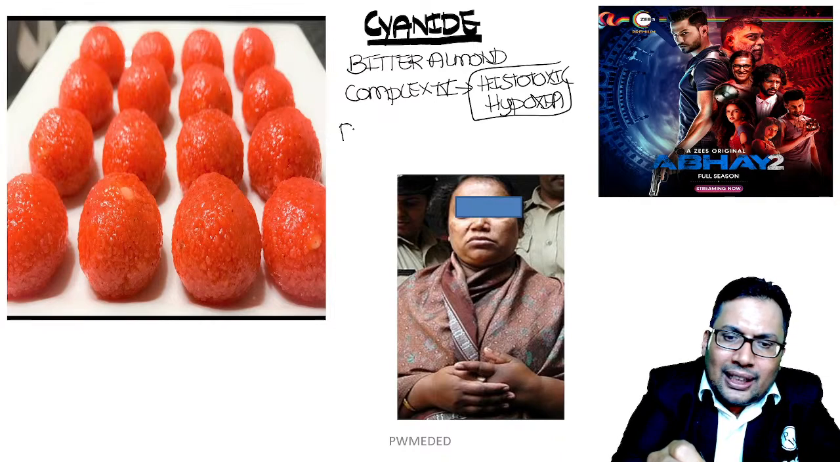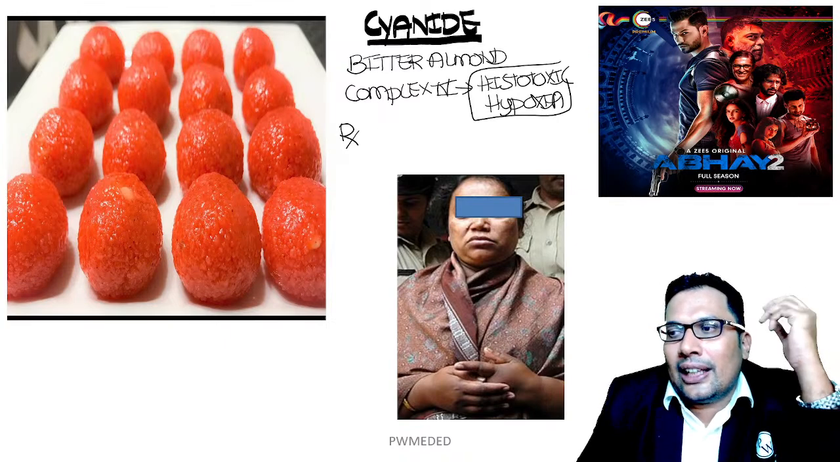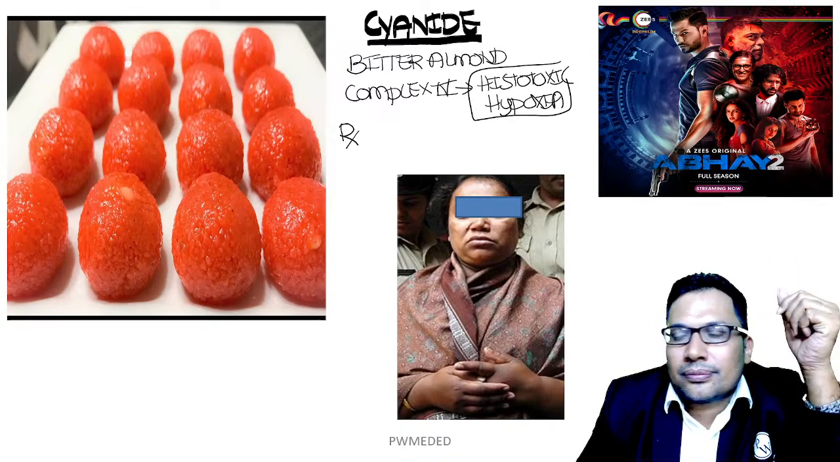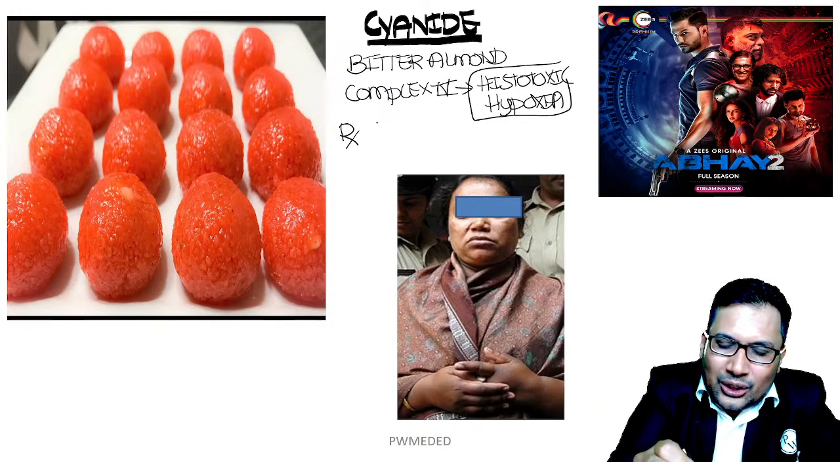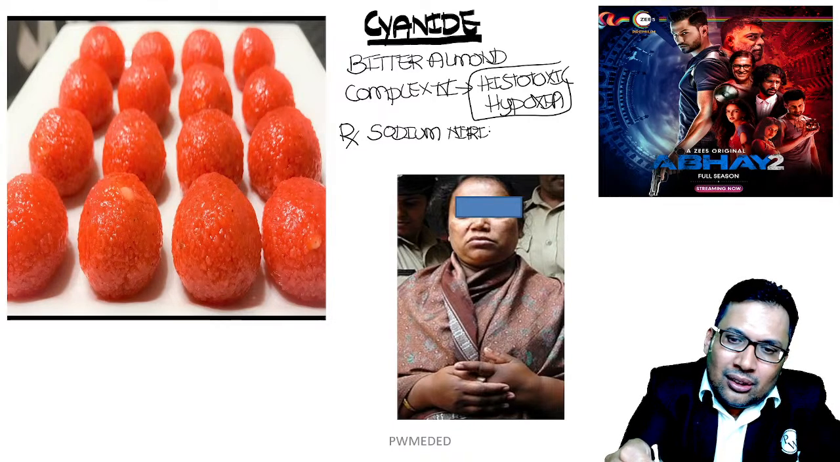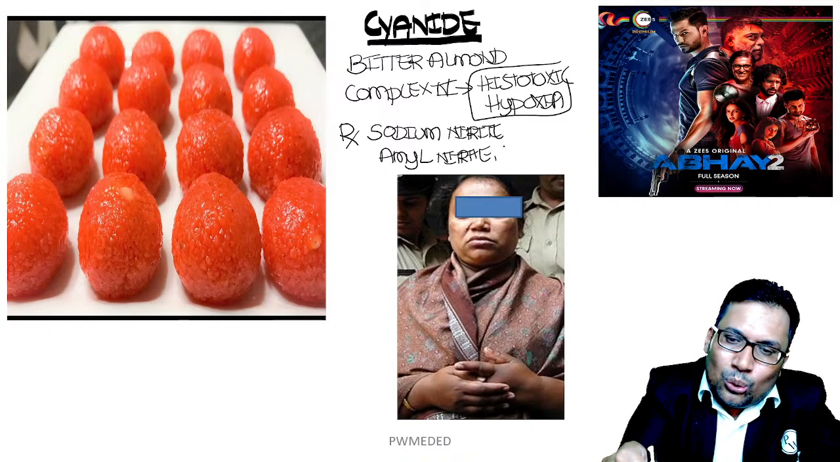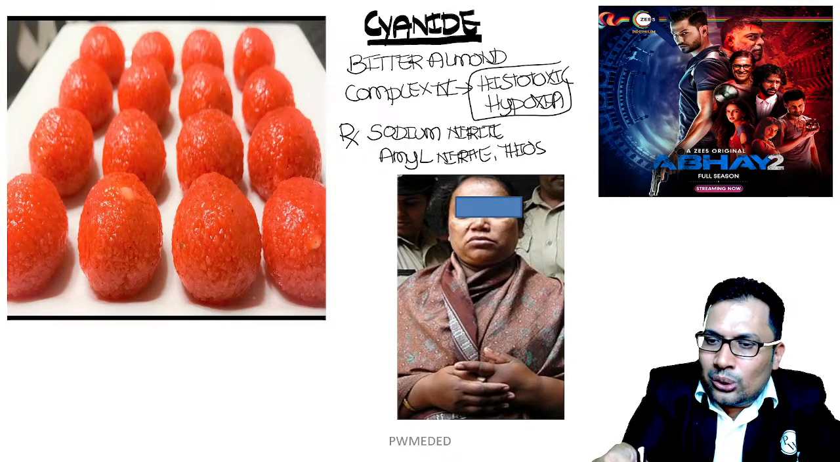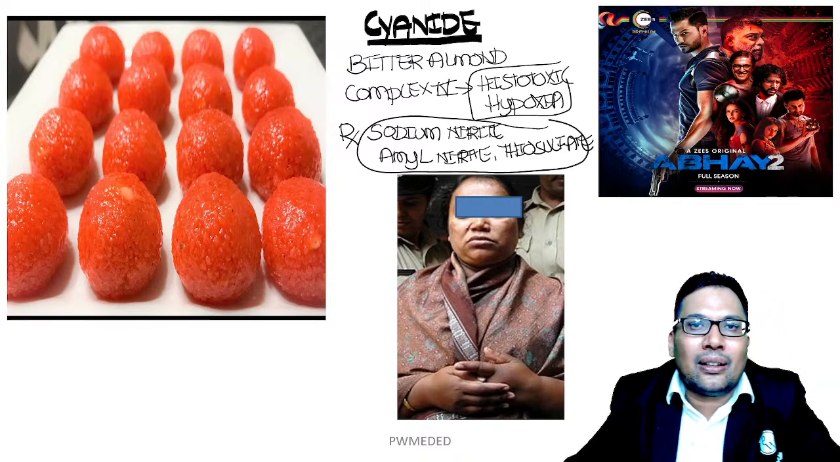Treatment is also very commonly asked. Anyone? What are 3 drugs used in cyanide poison? Anyone, can you guess? What are 3 drugs? Yes, 3 drugs used in cyanide poison. Yes, your answer should be sodium nitrite, amyl nitrite, sodium thiosulfate. So what are 3 drugs that can be used in cyanide poisoning?